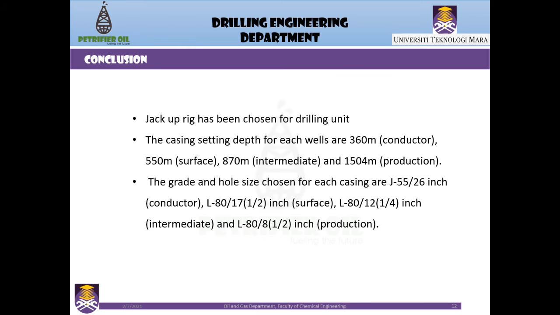The grade and hole size chosen for each casing are J55, 26 inch for conductor, L80 and 17 and a half inch for surface casing, L80 12 and a quarter inch for intermediate casing, and L80 8.5 inch for production. So that's all from the drilling engineering department.